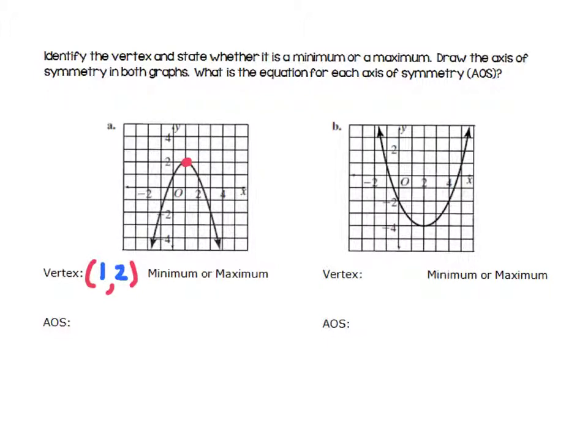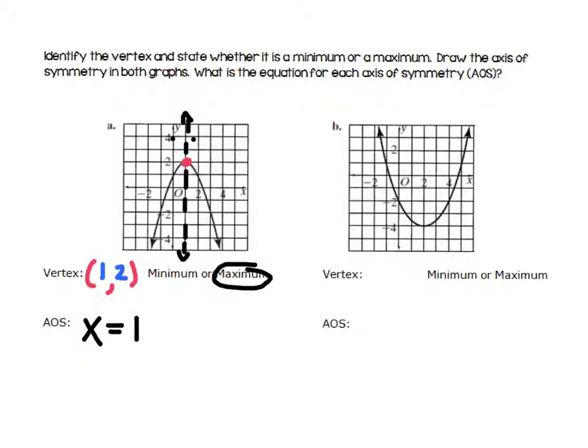Because this is a sad face, I know that point is the highest, so that will be called a maximum. Now, remember, our AOS is a line that goes down the middle. Notice that's a vertical line. Hopefully we remember that vertical lines always begin with x equals. So, x equals what? What is the x value here? That would be 1. So that's the equation for the axis of symmetry, or the AOS.